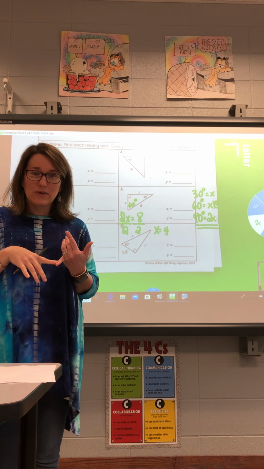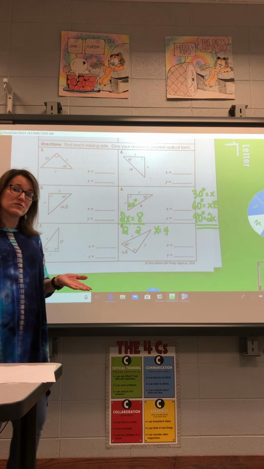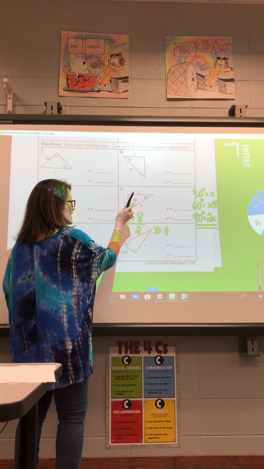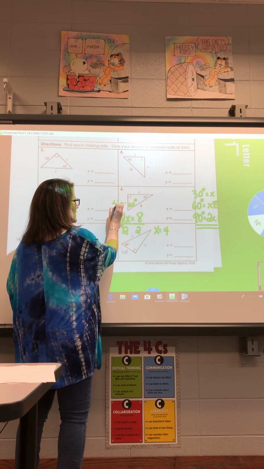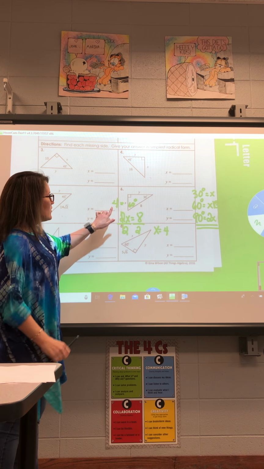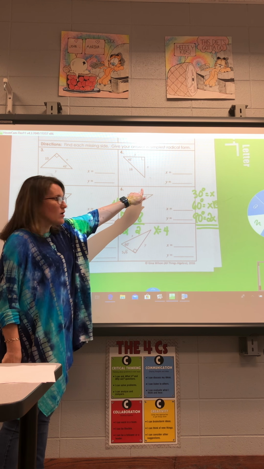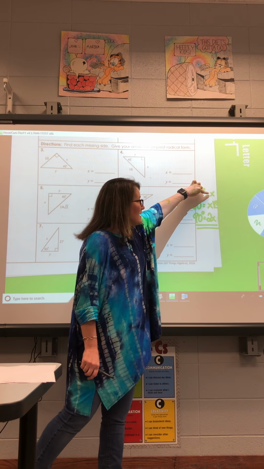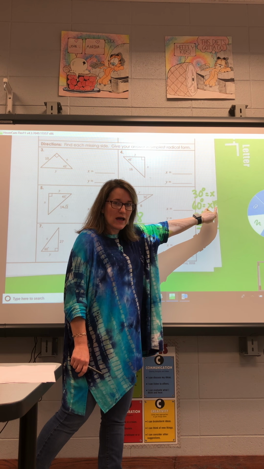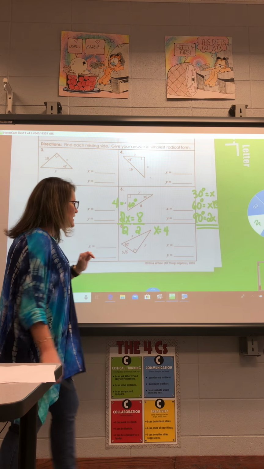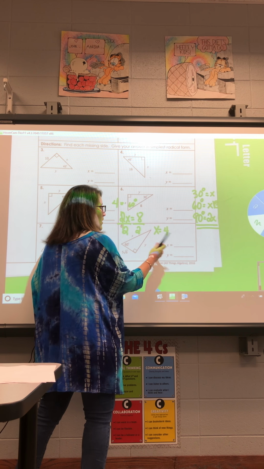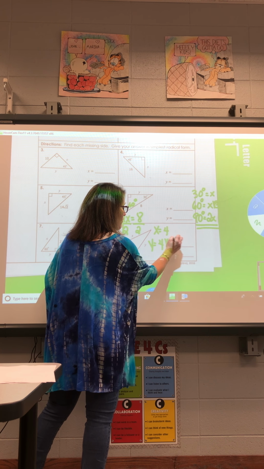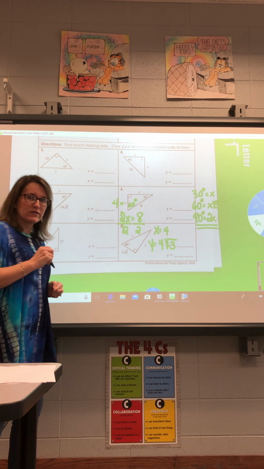x is going to be the side length across from the 30-degree angle. So here's my 30-degree angle. Let's go ahead and put this lovely little 4 right here. Okay? So now I need to find what's across from my 60-degree angle. With my 60-degree angle, I get x and multiply it to what? The square root of 3. So if x is 4, to get y, I'll simply multiply 4 times the square root of 3.